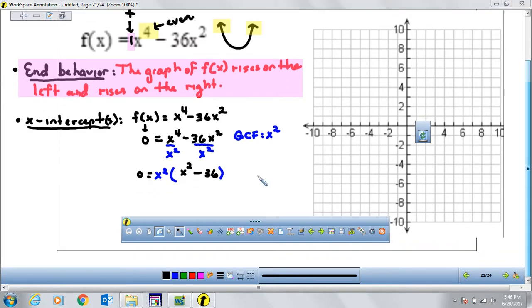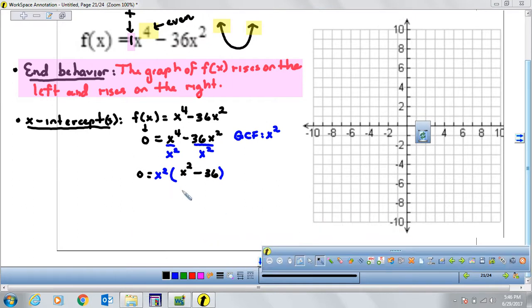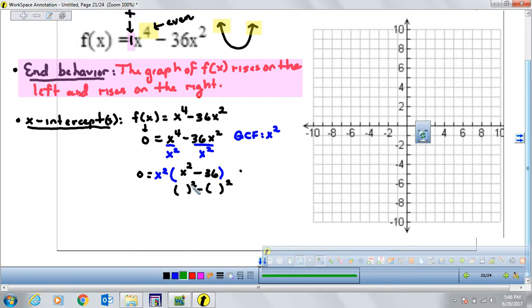Next, we need to determine what is the best strategy to use right here to factor this binomial. Now, this one contains two terms. Anytime a polynomial contains two terms, it could be a difference of squares, sum of cubes, or difference of cubes. In this case, this one is going to be a difference of two squares, so it's in the form a squared minus b squared. So all we have to do is find a and b. A is something that when squared gives me x squared, which would be x, and b is something that when squared gives me 36, that would be 6.